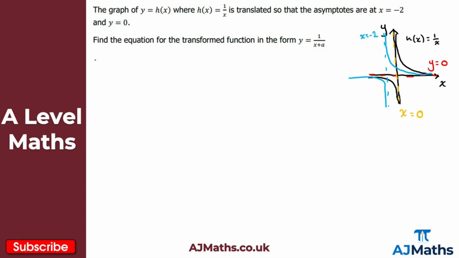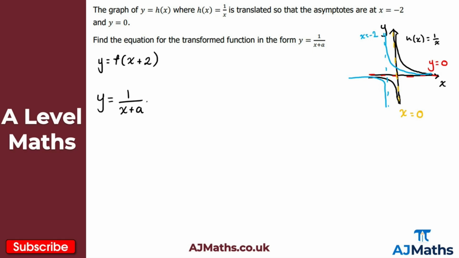We would just say here this is something of the form y equals f of x plus 2. And this would translate the x coordinates here 2 units to the left. Okay, so everything's moved 2 units to the left, which is what that would be as a translation. But we want it in this form here, so y equals 1 over x plus a.